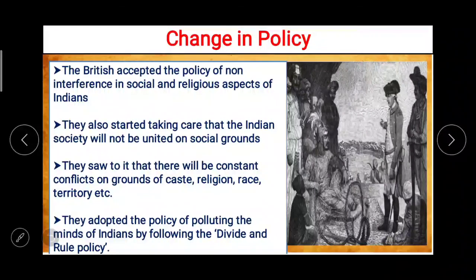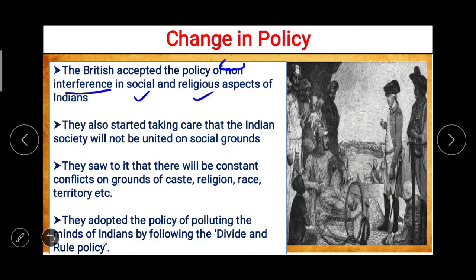Next and the last point, change in policy. The British accepted the policy of non-interference in social and religious aspects of Indians. So here the thing is very clear. उनको सिर्फ एक चीज़ से लेना था, इंडिया पर राज करना है और यहाँ से जितना हो सके उतना पैसा लेके अपने देश में लेके जाना है. So that the British accepted the policy of non-interference in social and religious aspects of Indians.